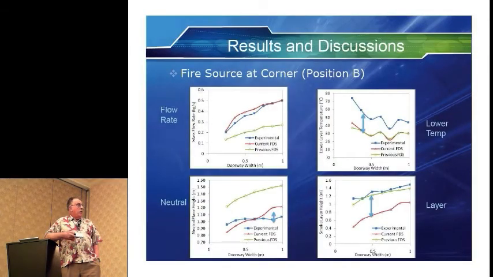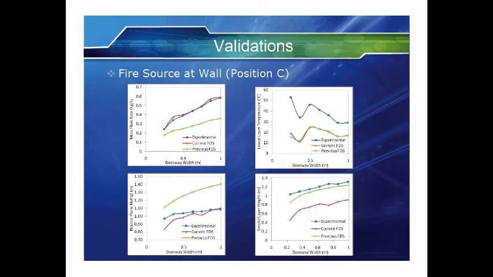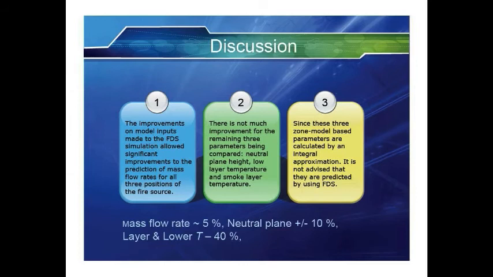And now we could look at the results for the burner in the corner, and you could see by moving it away, good results are achieved between their current runs compared to the previous runs. And again, differences with the lower layer and the smoke layer height, and the same if you put the burner on the wall. So in essence, this kind of summarizes the results, but you get a sort of a feeling for it.